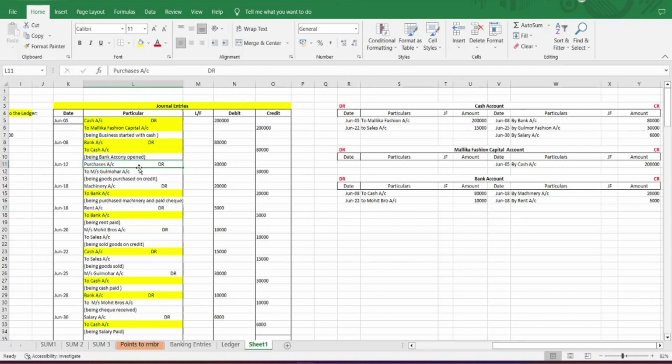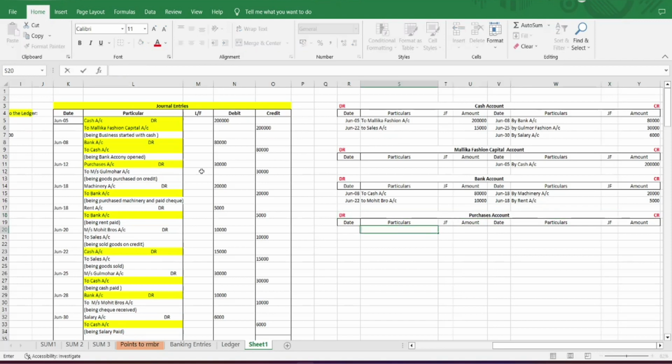Next, let us prepare purchases account. Here we have purchases account debit to Gulmohar's account dated on June 12th for rupees 30,000. Do we have more purchases? No. Next, let us prepare Gulmohar's account.